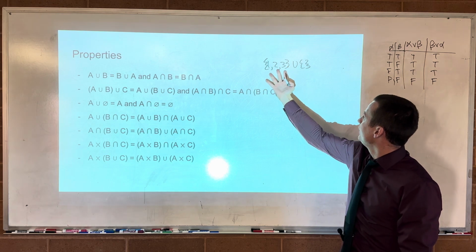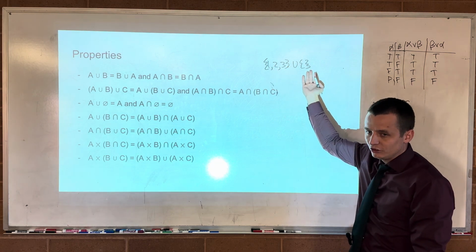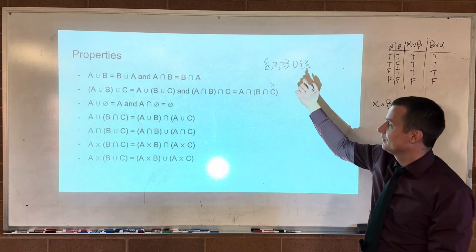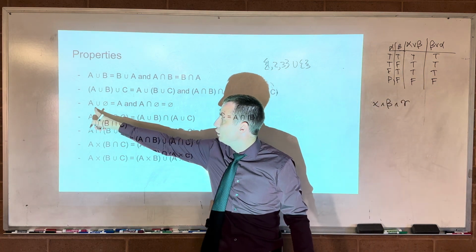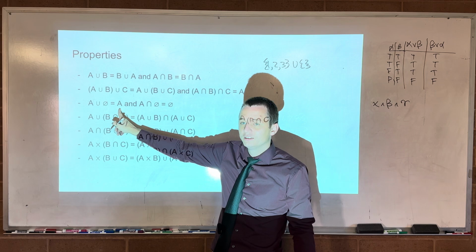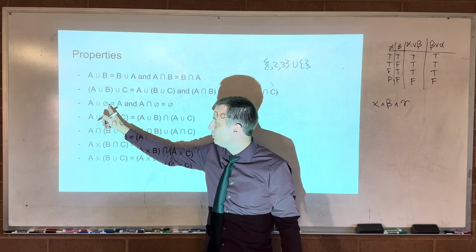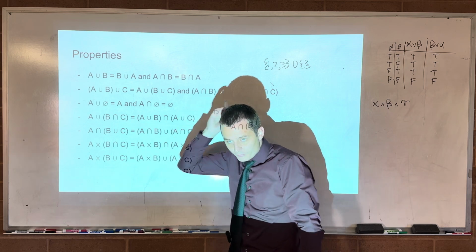Take everything that's in here or in here, and what are you left with? Just the things that were in here. So unioning with the empty set does nothing. So A union the empty set is A. This is a lot like how plus 0 works. A plus 0 is just A. A union the empty set is just A.